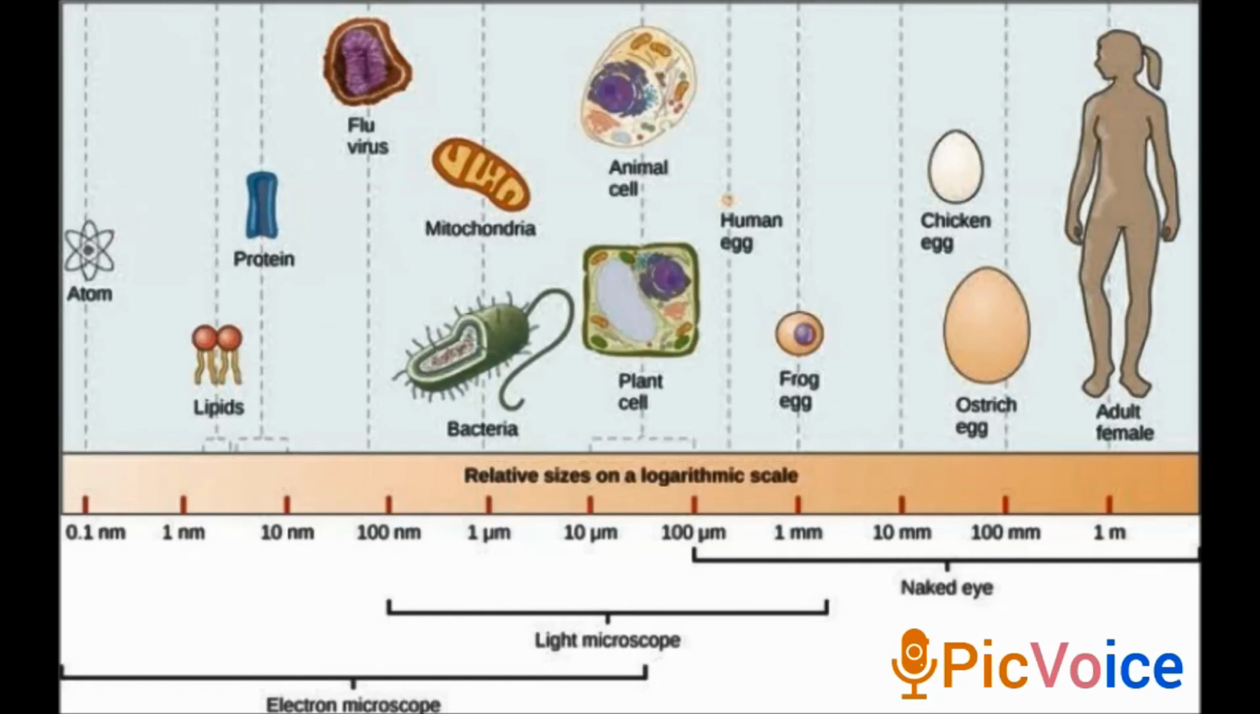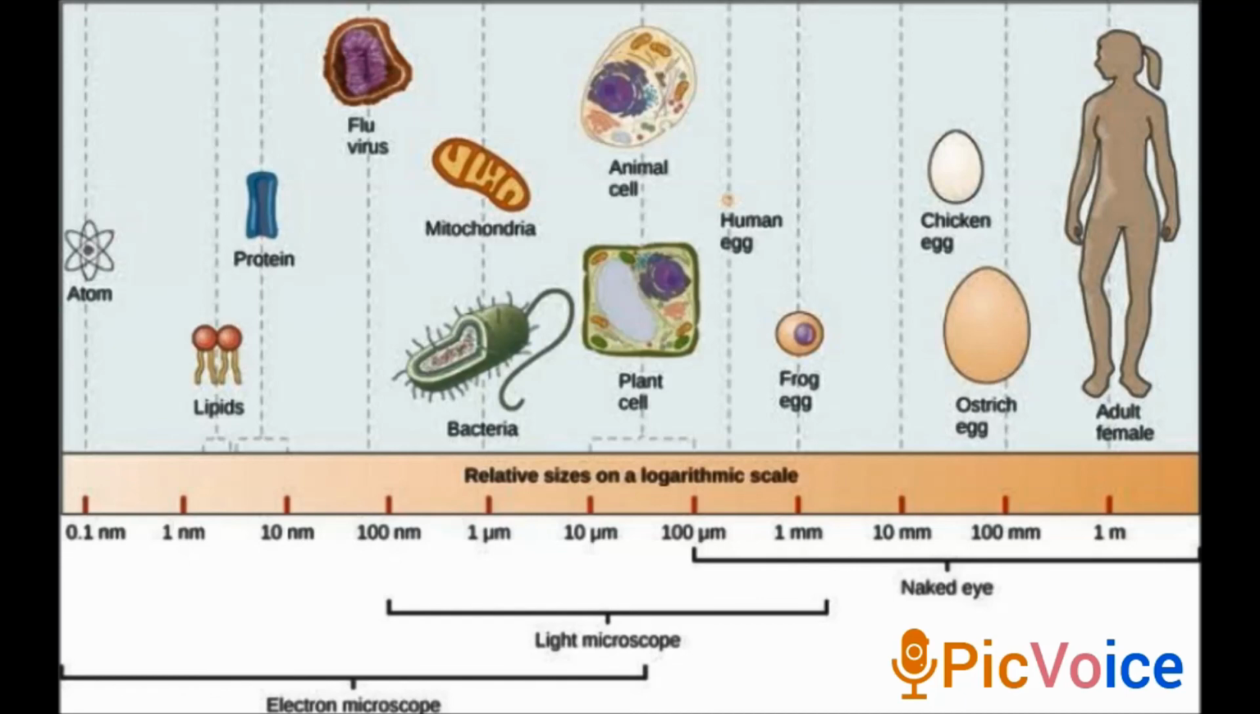And the largest cell, in an ostrich, is about 170 mm by 130 mm. The largest cell, measuring 170 mm by 130 mm, is the egg of an ostrich. So the smallest cell is 0.1 to 0.5 micrometer in a bacteria, and the largest cell, in the egg of an ostrich, is 170 mm by 130 mm. Clear, children?